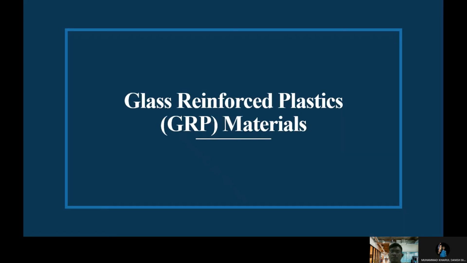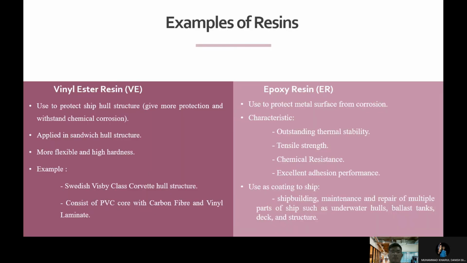Next, I will talk about the glass reinforced plastic material. This GRP material consists of three types of material, which are vinyl ester resin, epoxy resin, and fiberglass. First, we will go to the vinyl ester resin, also known as VE. This material is used to protect the ship hull structure, giving more protection and withstanding chemical corrosion.